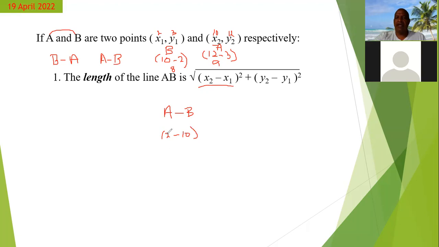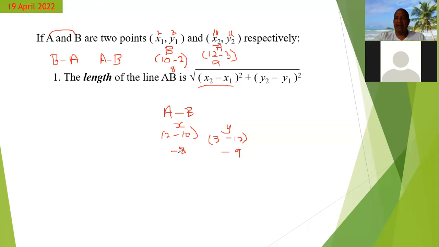So that would be for the x coordinates. Now for the y coordinates, you start off with the A value, which is 3, and minus the B value, which is 12. So this would give you minus 8, and this would give you minus 9.